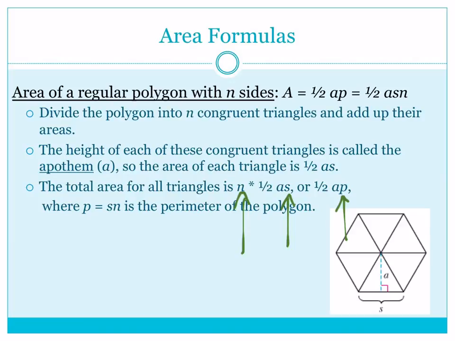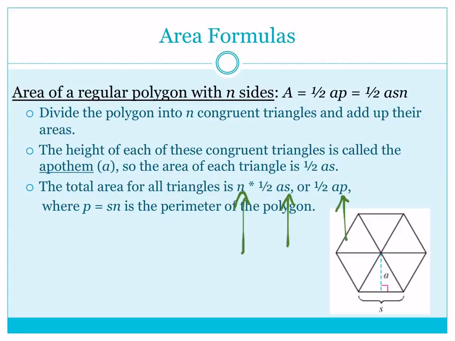And then the area formulas of a regular polygon with n sides, a couple different versions of it are either 1/2 the apothem, that's A, times the perimeter, or you can think of that as being 1/2 of the apothem, again that's the A, times the number of sides, times the side length. So S is actually the side length and N is the number of sides.